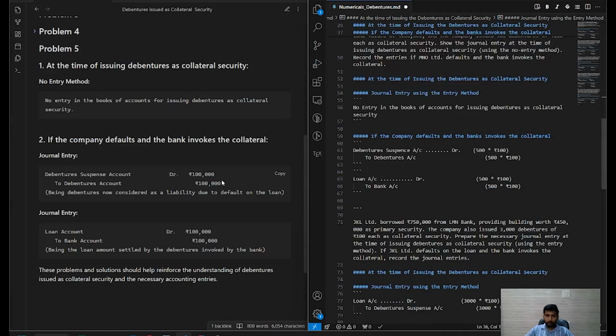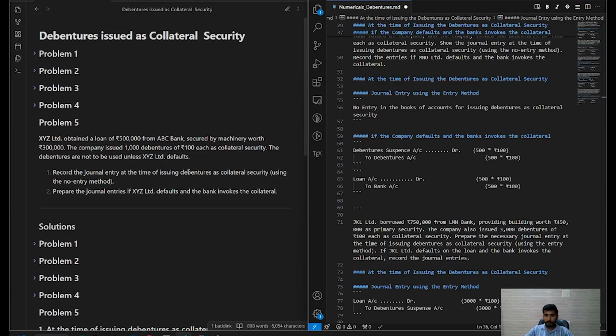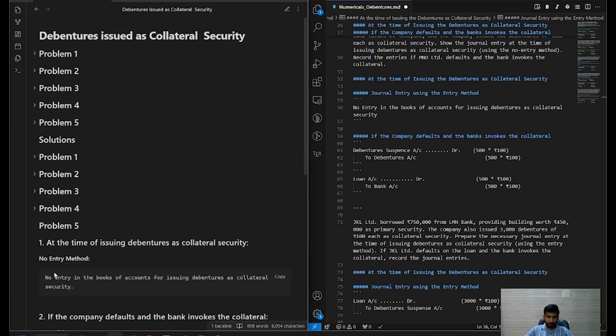So these were the 5 problems related to debentures issued as a collateral security. I hope you have understood the topic.